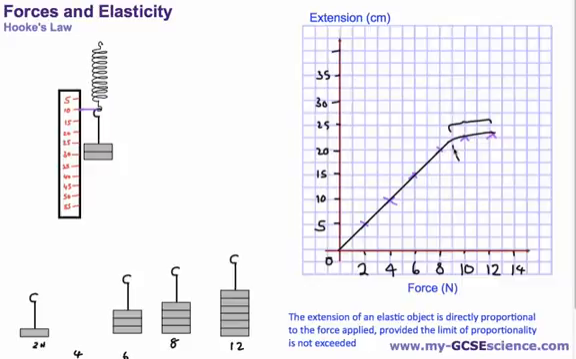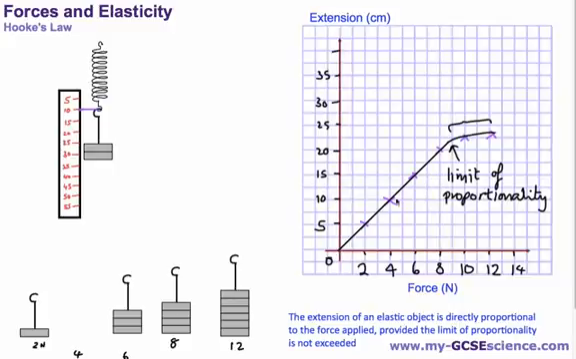And at this point here, we can call that point there the limit of proportionality. That just means after this point here, if you add more force to the spring, it doesn't go up in a proportional way. So that's the limit of proportionality there.